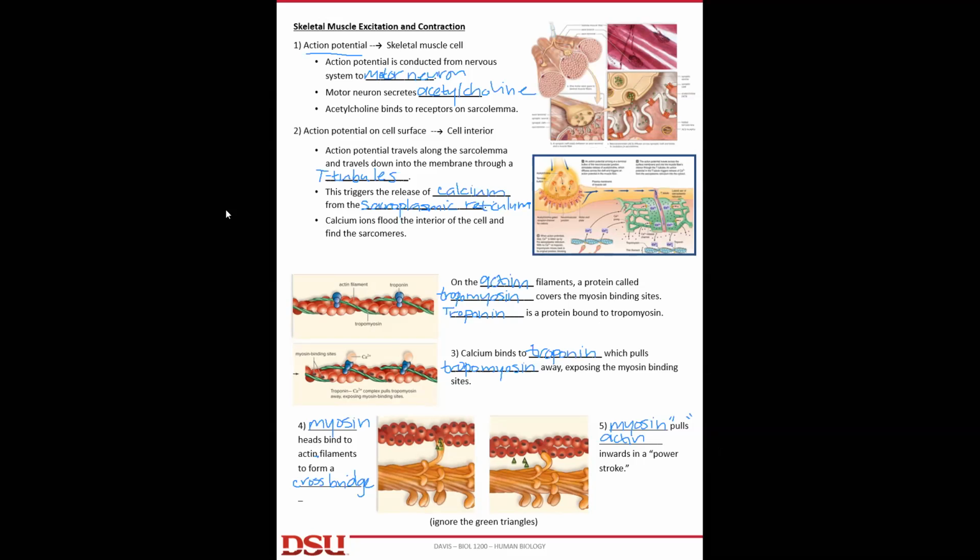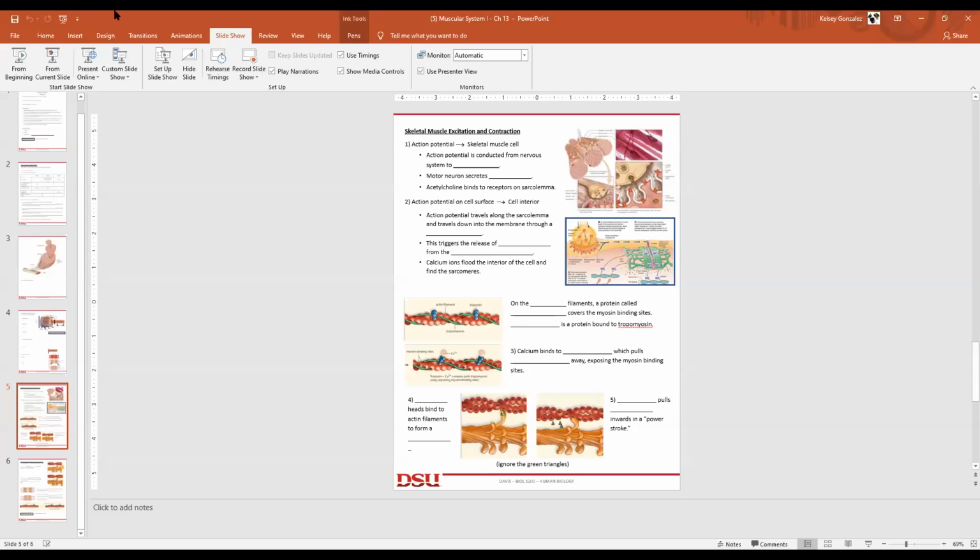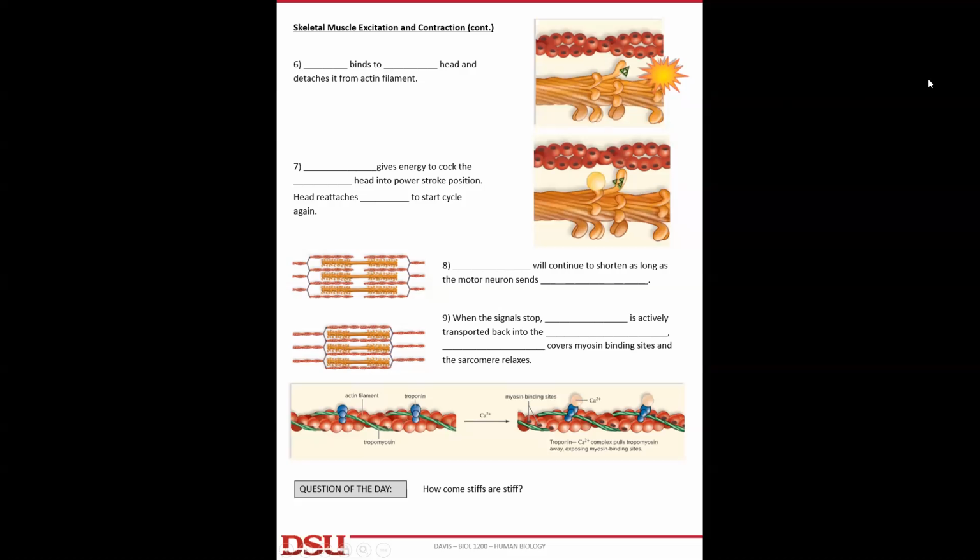All right, let's move to this next page, which I believe is the last page. All right, so here's the thing. We've had all of these steps happen for our muscle contraction. We've made it through the power stroke, but now we need that muscle to quit contracting. We need it to let go. All right, let's talk about what we do.